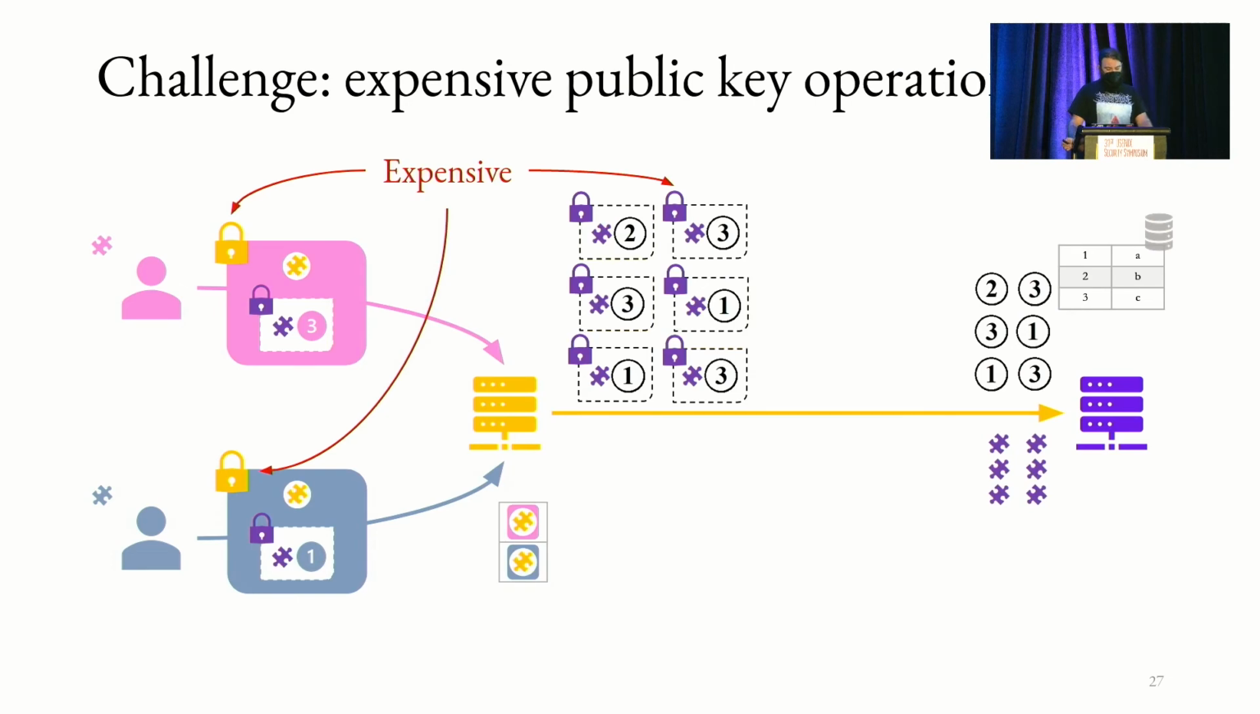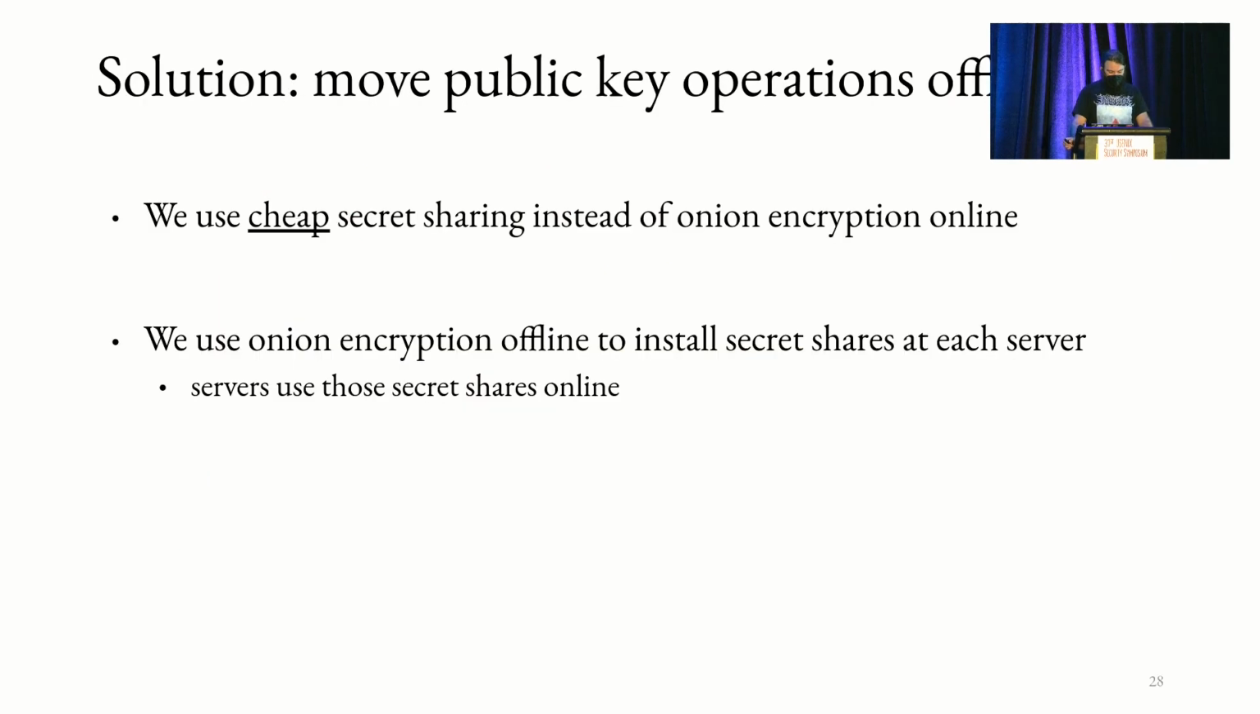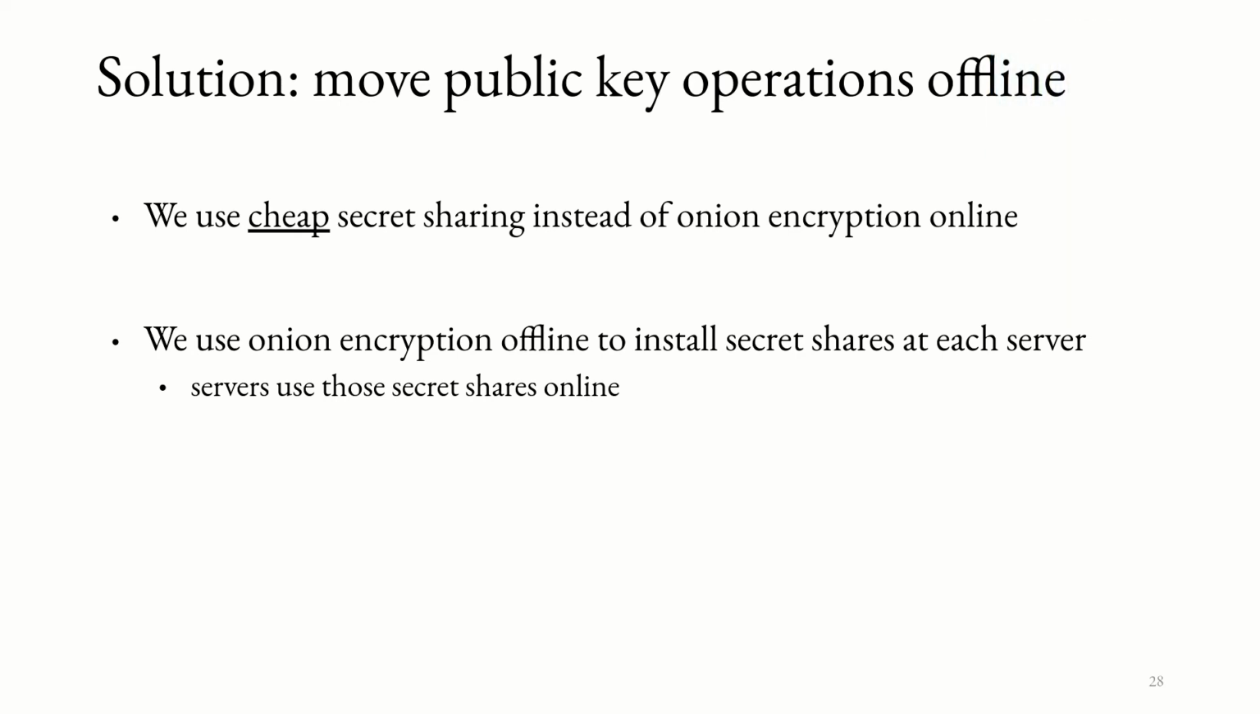Now, what I just showed you is a simplified construction that performs all the operations online, including the expensive onion encryption and decryption operations. In the full construction in the paper, we only use a cheap secret sharing scheme online rather than onion encryption, and we use onion encryption only offline to install the required secret shares at the servers so that the servers can use these shares online.